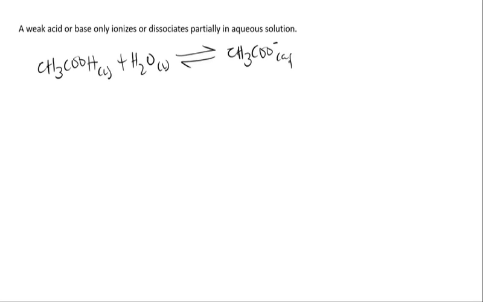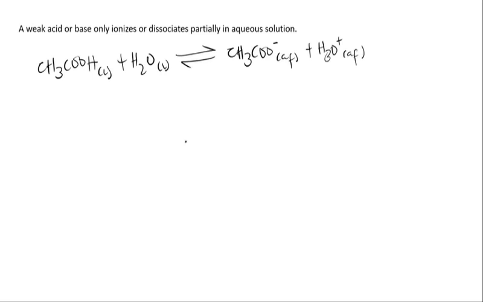Now, let's have a look at acetic acid as an example. Acetic acid is of the formula CH3COOH. This is an example of a weak acid. Now, if it dissociates in water, which is liquid, we have the acetate ion being formed, which is CH3COO minus aqueous, and we have H3O plus ions also being formed.